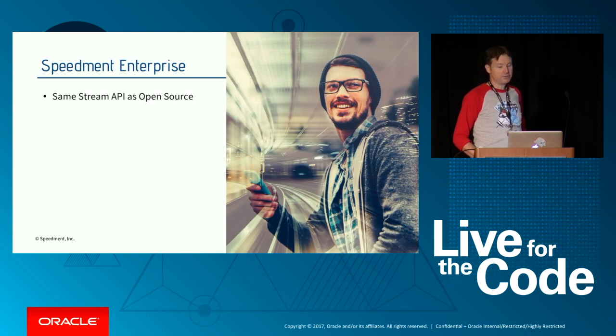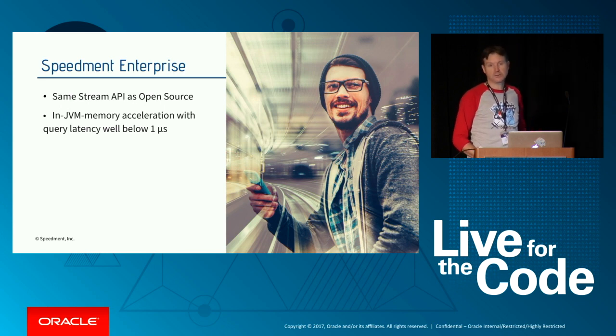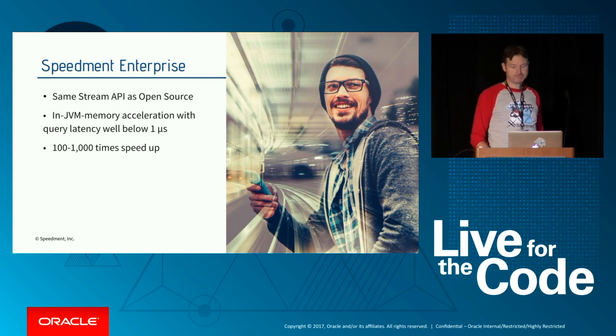So the enterprise version has the same API as the open source, but it's faster. And you will have a query latency sometimes in the nanoseconds, well below 1 microsecond. So it's perfect for low latency applications, applications with very high demands. And usually it's 100 to 1,000, maybe 10,000 times faster than using a regular database. And the good thing is that you can keep your database, so you don't have to migrate. You can still have the database as the source of truth, but you still get this speed up in your application.